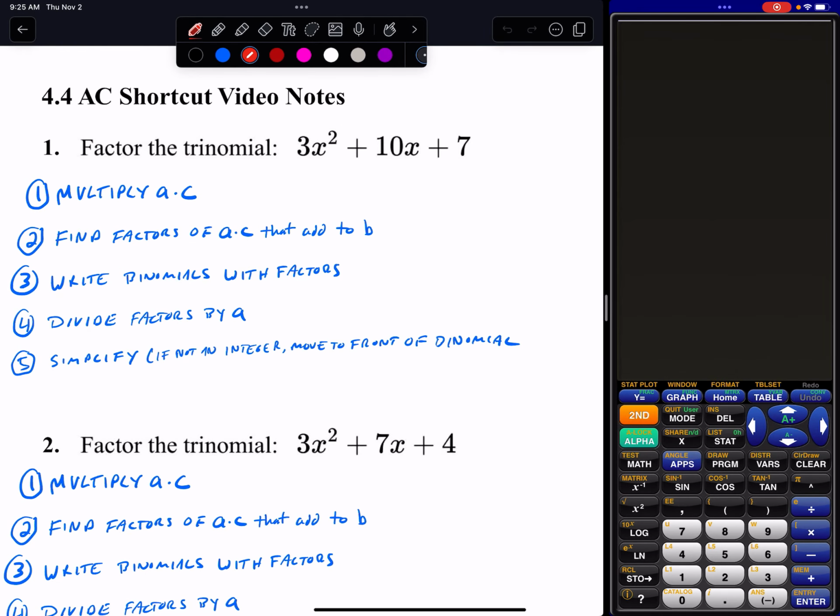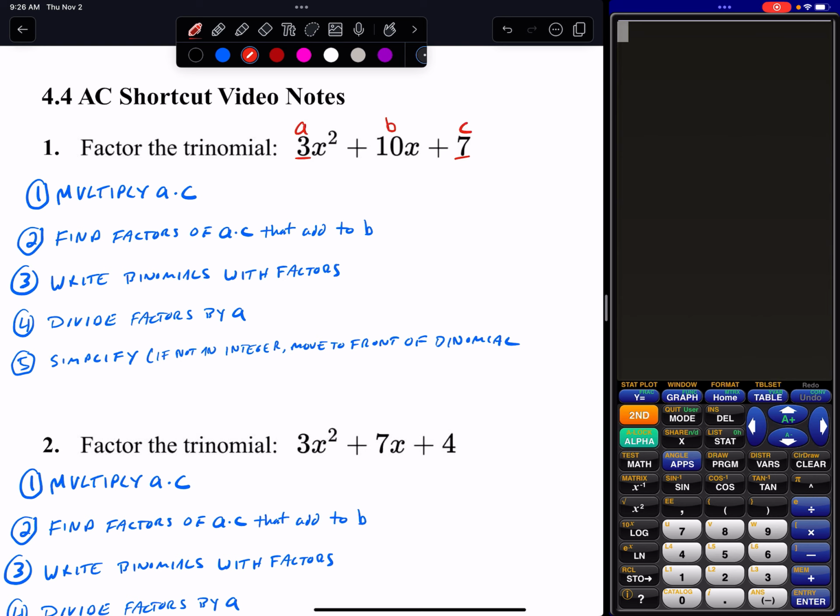All right, we're going to talk about the AC shortcut method, which is a different method than AC grouping. So use whichever one you like. This one in particular, we call it a shortcut because it's a little bit less steps and it's not necessarily mathematically sound. So first of all, we've got an A value, a B value, and then a C value.